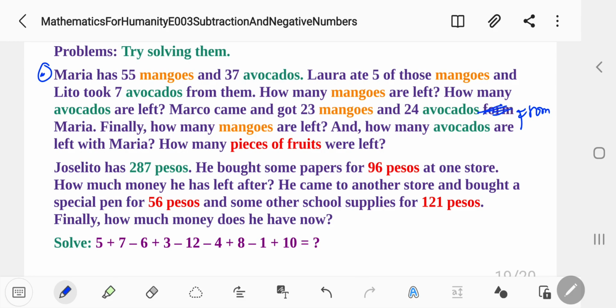Finally, the question is, how many mangoes are left, and how many avocados are left with Maria? But there's a trick question here. How many pieces of fruit were left? I know that you know how to solve that problem now.